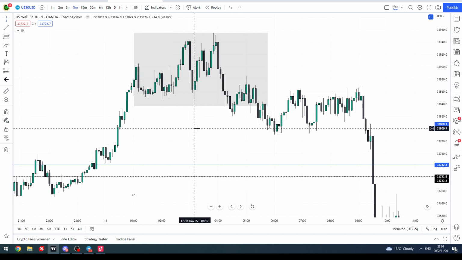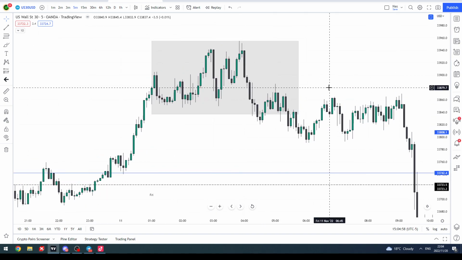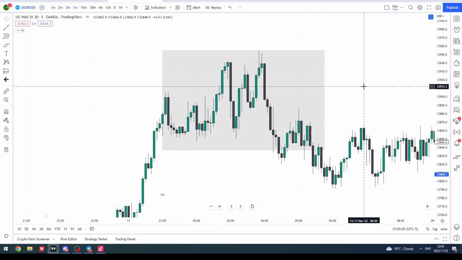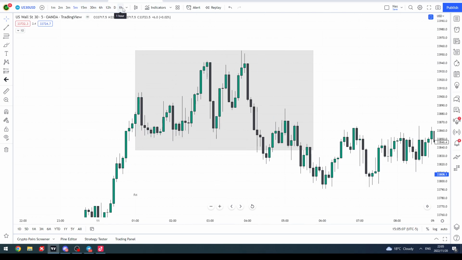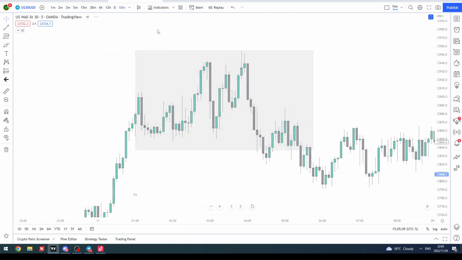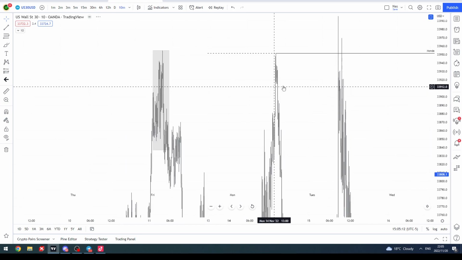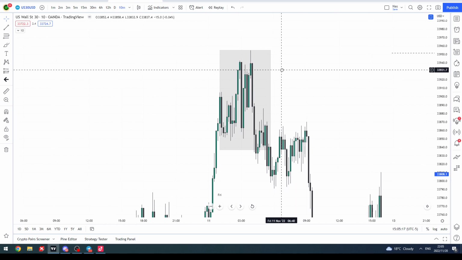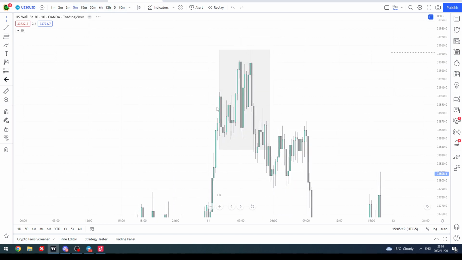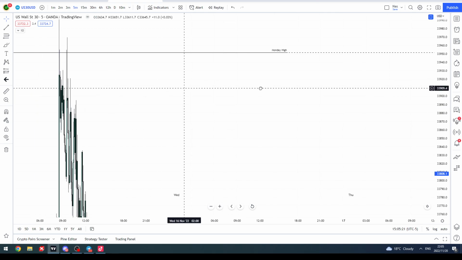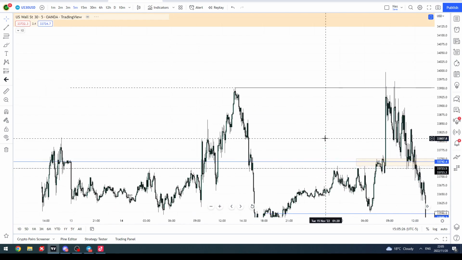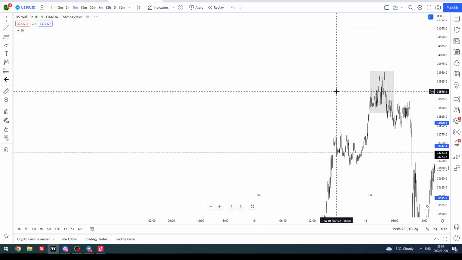What if I told you that you could get an early entry? I just want to see something here. Let's go on a 10-minute, back to the same price action. Maybe we're going to see something else. You could get an early entry before actually 1 and 3.